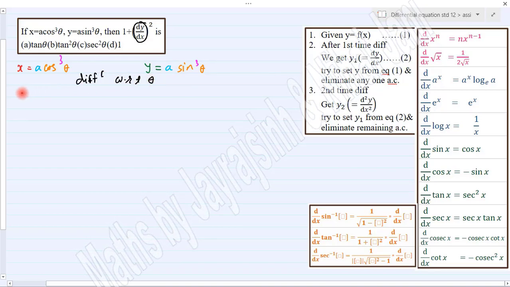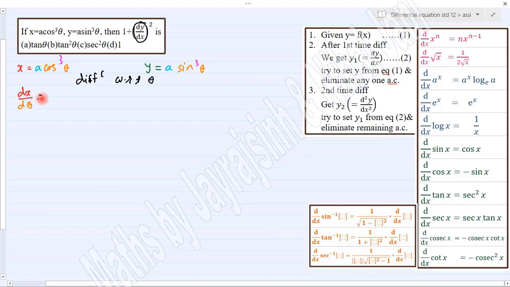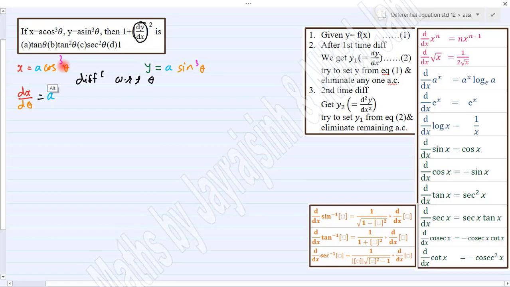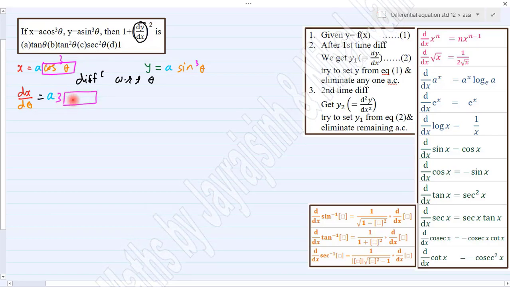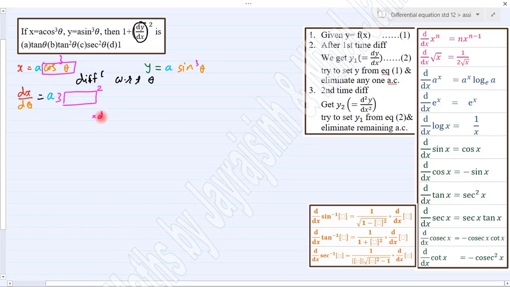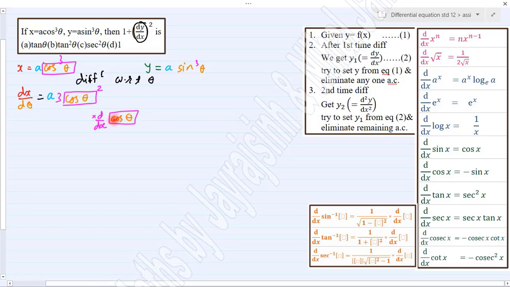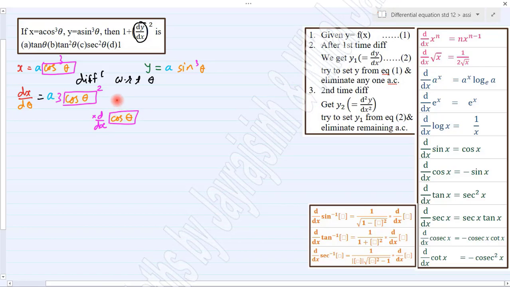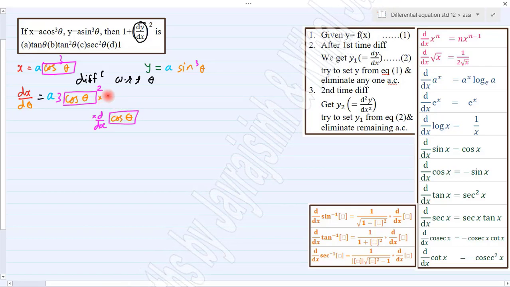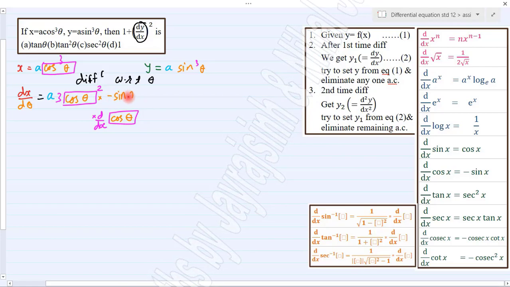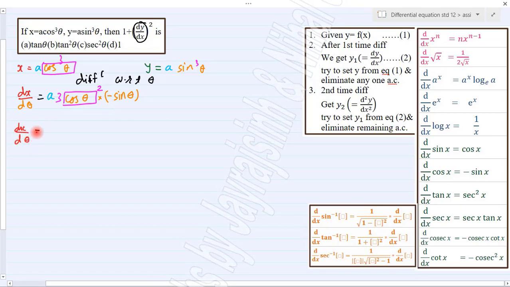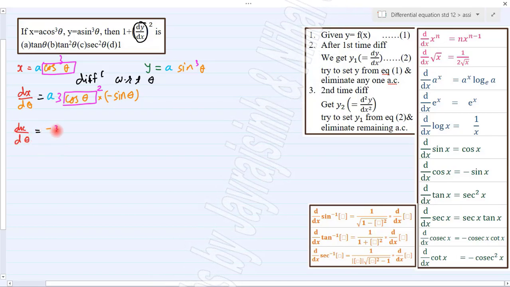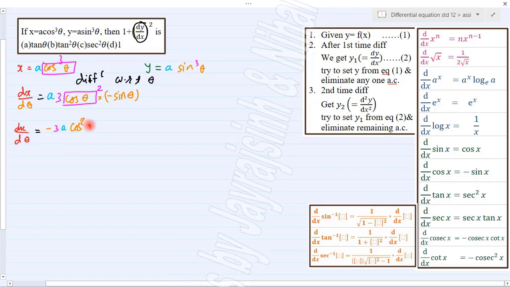So from the equation of x, we will get dx by d theta is equal to a will as it is. To differentiate cos cube theta, we have to consider box around the cos theta. So we'll get 3 box raised to 3 minus 1, or we can say 2, into differentiation of box. Now within the box we have cos theta. So we have to multiply differentiation of cos theta, which is minus sin theta. So here we'll get dx by d theta is equal to minus 3a cos square theta into sin theta.